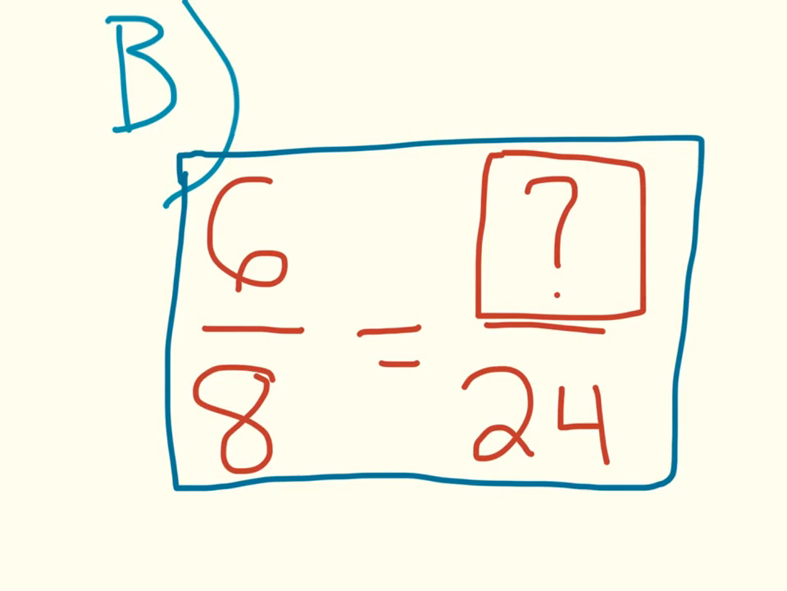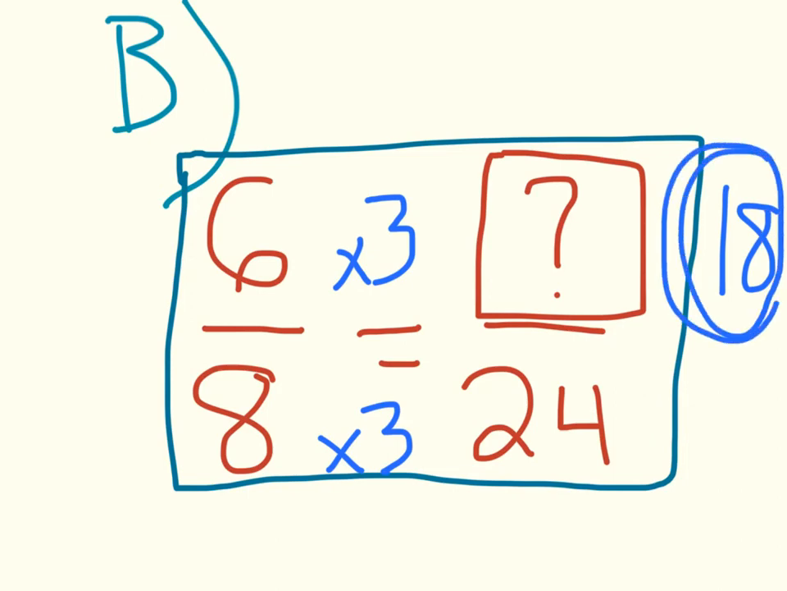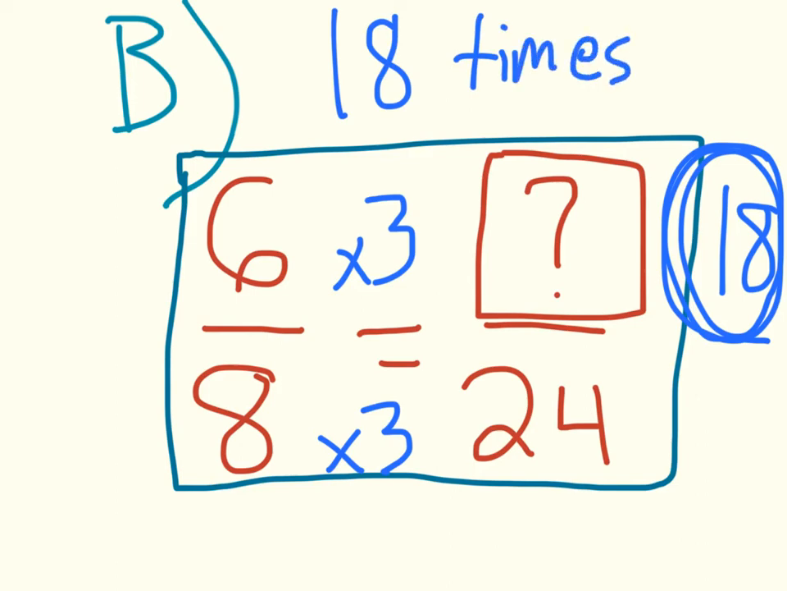Here is my equivalent fraction problem. 6 out of 8 equals how many out of 24? Well, 8 goes into 24 3 times. You need to multiply both sides by 3, and I end up with 18. 18 times I would expect 2 out of the 3 coins to match.